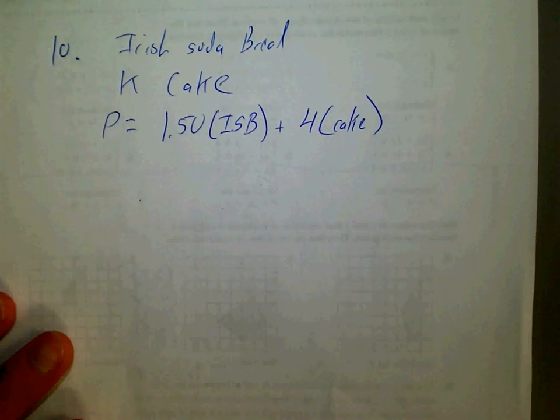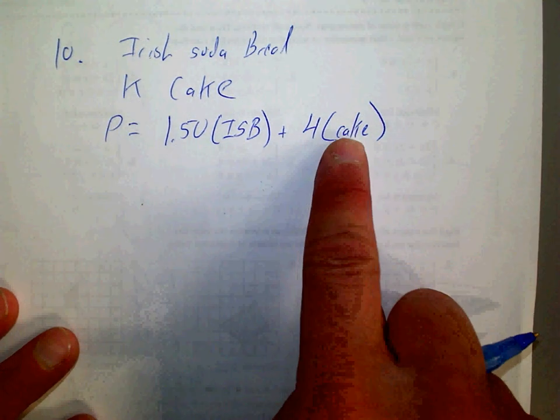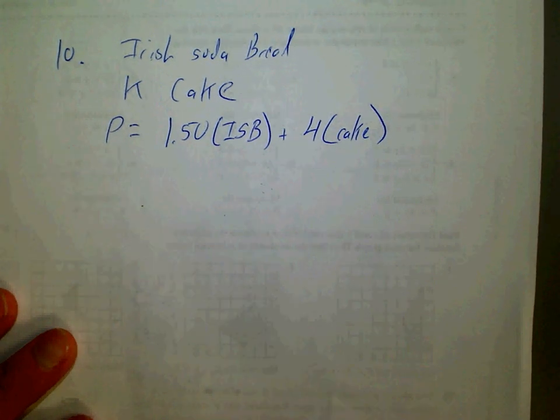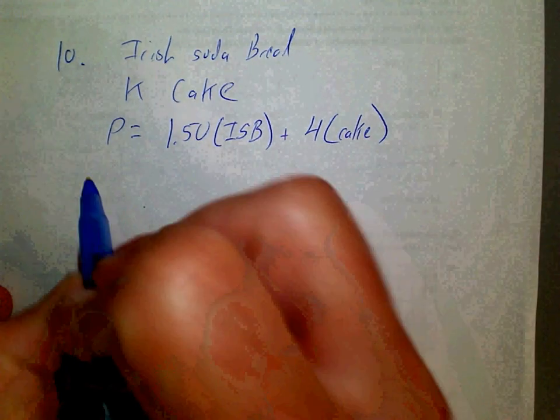So which one do you want to sell more of? Potentially the cake. But the cake requires something more. What does it require more of? More ingredients. So some of the constraints.